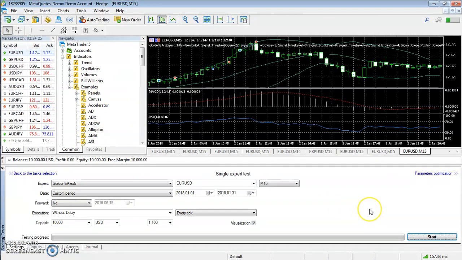So, this is the MT5 terminal, and I have the strategy tester opened up. This is the Gordon expert advisor I created that has all three signals combined, integrated. I'm going to test it using the Euro USD currency pair. I have it for every tick, from January 1 to 31, 1 month, within a 15-minute time frame.